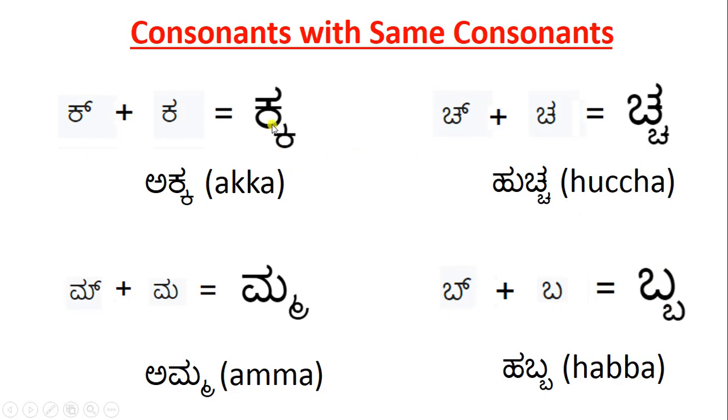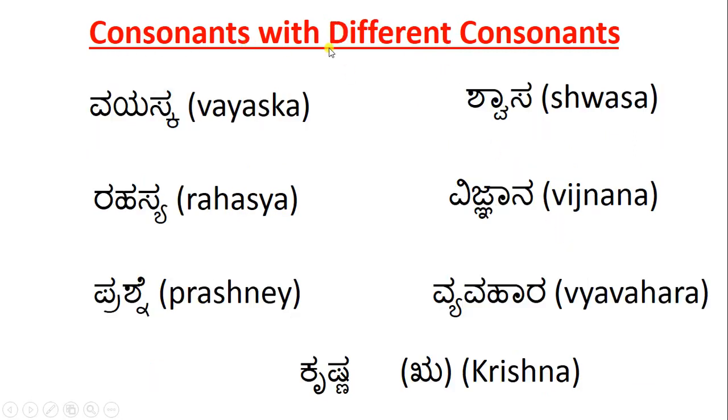Now, if you look at this, this is equivalent to double K. And this is equivalent to double C and H. And this is equivalent to double M, and this is equivalent to double B. Now, these are the cases of consonants with the same consonants. Next category is consonants with different consonants.